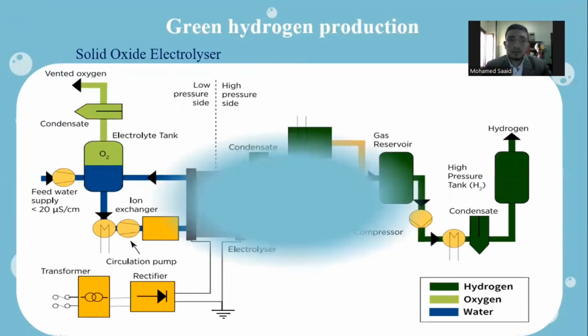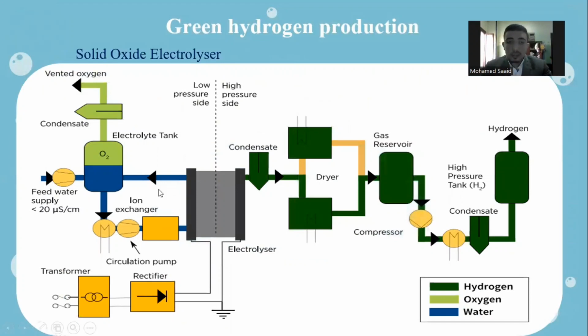The solid oxide electrolyzer. In this type also we use a circulation pump with the electrolyzer. It uses recycled water from the electrolyte tank to be used in the electrolyzer. The electricity from renewable energy is applied in the electrolyzer to produce hydrogen. It's condensed and then dried. Then it enters the gas reservoir to be condensed and finally produce hydrogen.